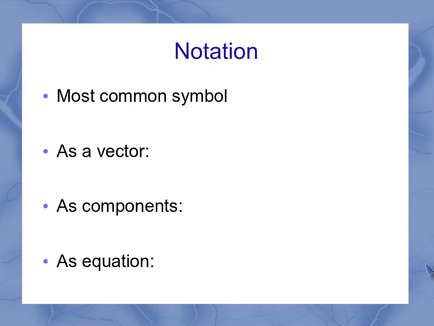If I think about my notation for it, the most common symbol used for force is a capital F. I say the most common symbol because as we get into some other examples, we'll see a few where they use different ones. If I express this force as a vector, remember that means I'm going to have the arrow on top of it. And that means somehow I'm talking about both the magnitude and the direction. If I have just the F, that means I'm just talking about the magnitude.